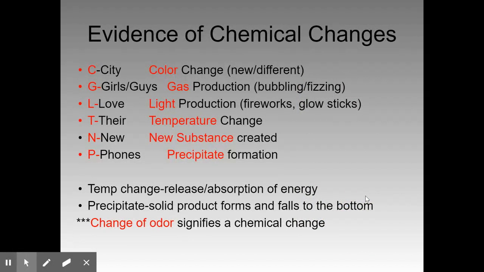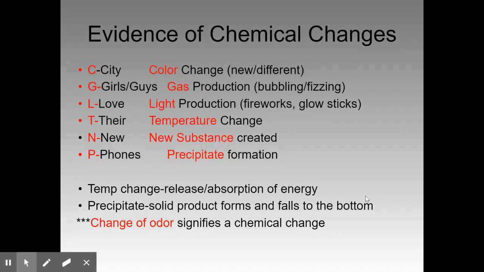So there are what we say the 6 signs of a chemical change, and we remember it with a little acronym, and that's going to be here in the black. City girls or guys love their new phones. So the C stands for color change. If you were writing notes, I would write the things that are in red right now. So I'd write C stands for color change.